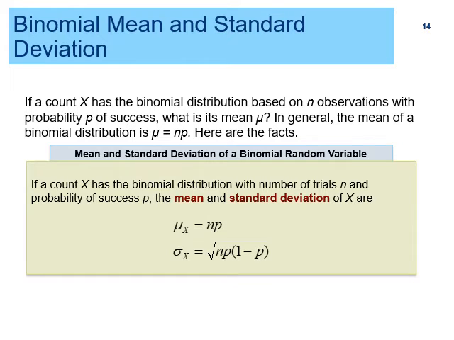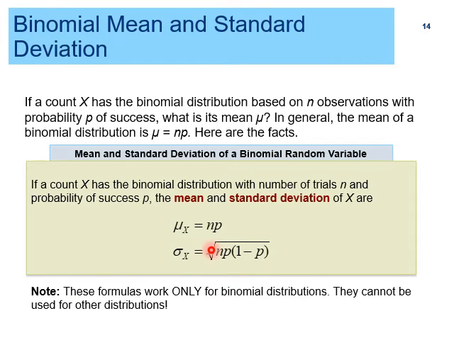If count X has the binomial distribution with number of trials n and probability of success p, the mean and standard deviation of X are: mean is np and standard deviation is the square root of np times (1 minus p). These formulas work only for the binomial distribution, so they cannot be used for other distributions.